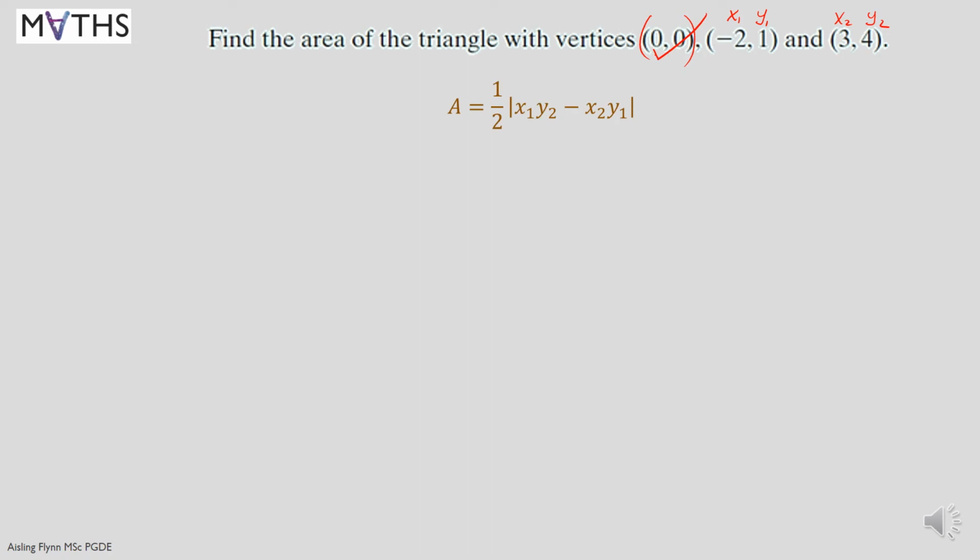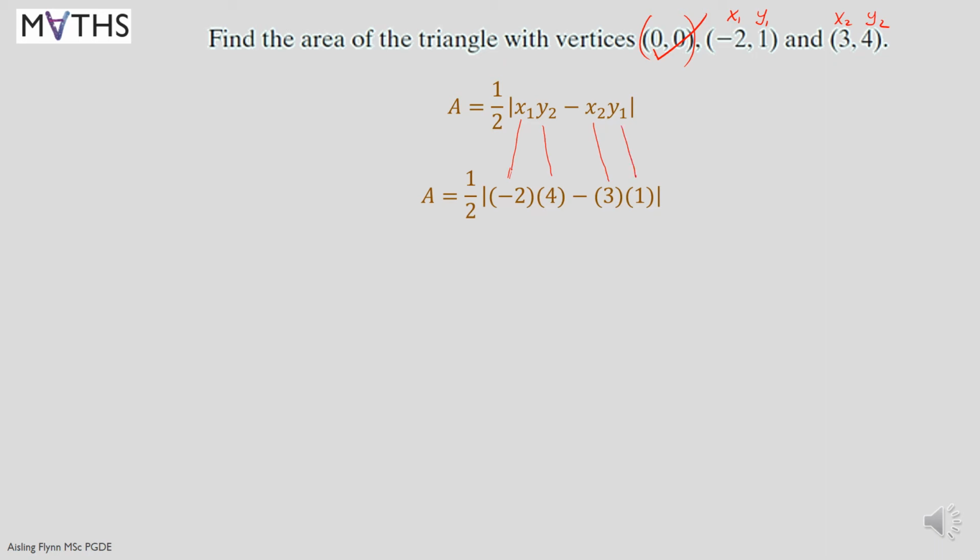I'll go to my formula book. I'll transcribe the formula onto my answer page so that I can see it clearly and the examiner sees I've chosen the correct one. And then you just put the right number in the right place. So starting here, x1 is minus 2, so that's from the points above. y2 is 4, x2 is 3, and y1 is 1.